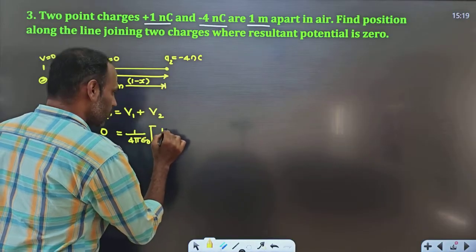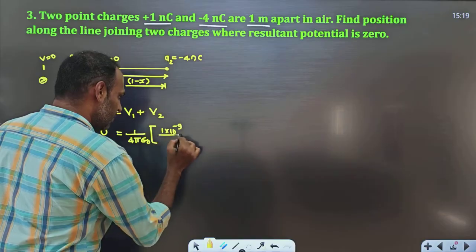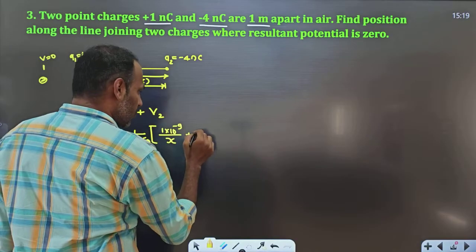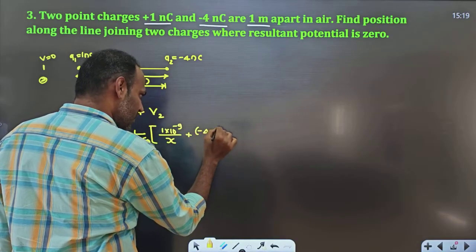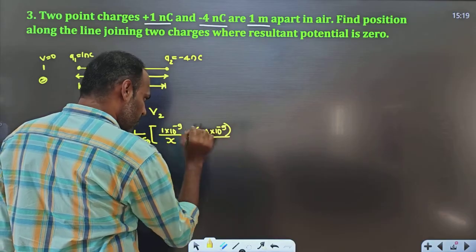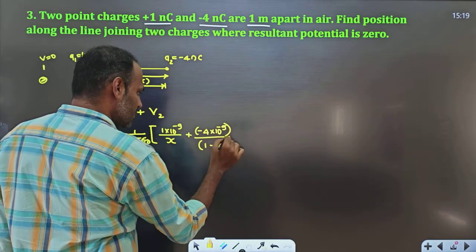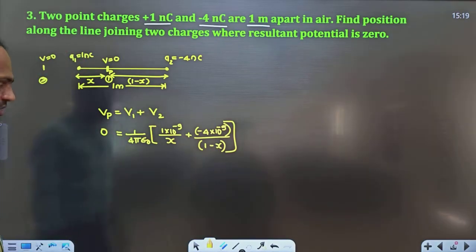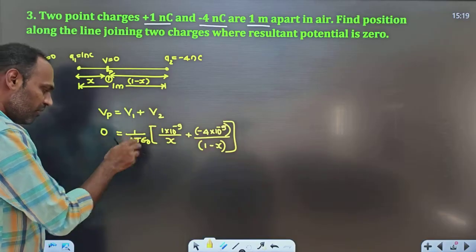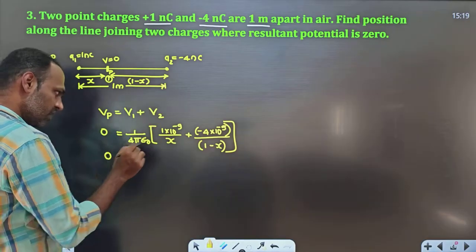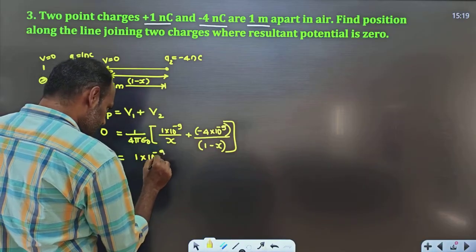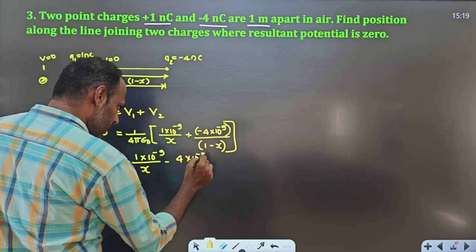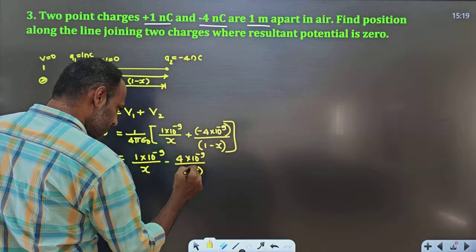So this is 1 nanocoulomb, 1 into 10 raised to minus 9, divided by its distance, which is x. Minus 4 nanocoulomb, so minus 4, take the sign here. In the first chapter we did not take signs, but when potential comes, you have to take the sign, because positive charge gives positive potential and negative charge gives negative potential, right? That's why we have to take the sign, divided by 1 minus x. 1/4 π epsilon naught, taking to the other side, it will become 0. So here I will get 1 into 10 raised to minus 9 divided by x, plus minus 4 into 10 raised to minus 9 divided by 1 minus x, correct?